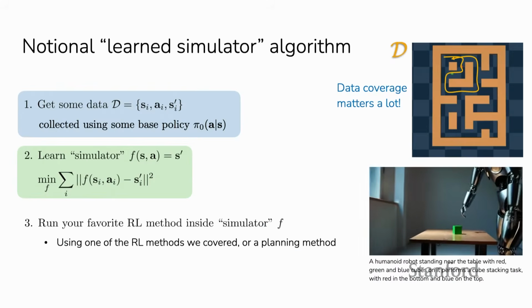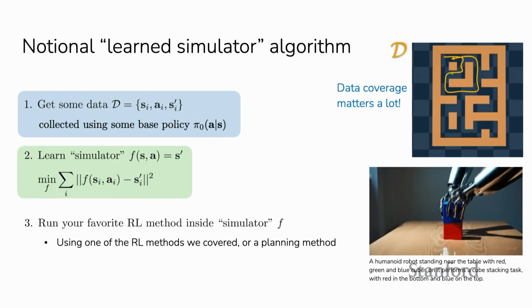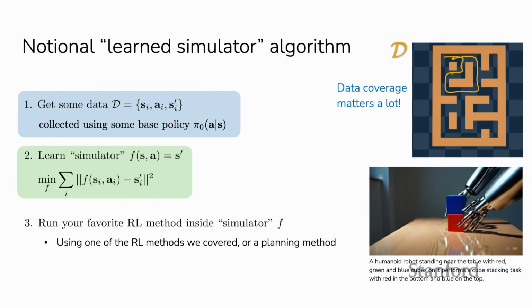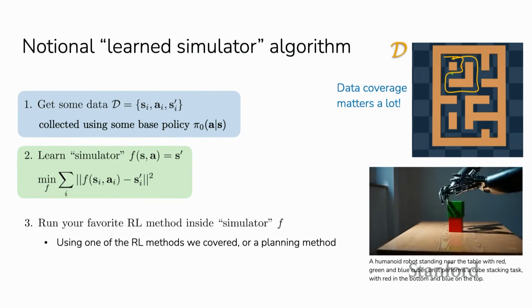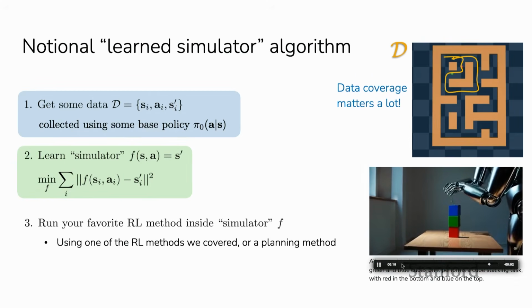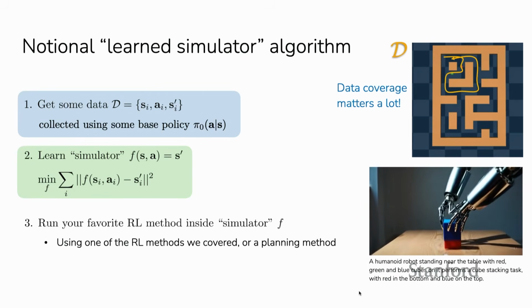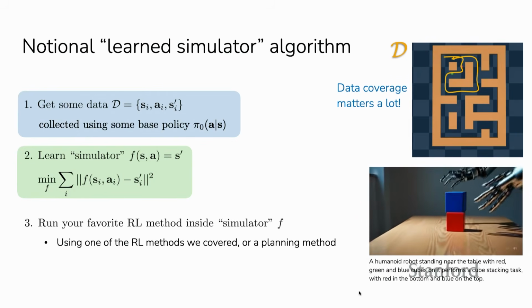And then for the second point, you might not always have an accurate simulator. So here's an example of a video generated by Sora with the prompt: a humanoid robot standing near a table with red, green, and blue cubes on it performs a cube stacking task with red on the bottom and blue on the top. And you can see that the video generation does some creative things with physics, where it changes the colors of the blocks and synthesizes blocks out of thin air. I would love for my robot to be able to do something like this. It seems very useful, but this is not modeling what robots can actually do in reality.